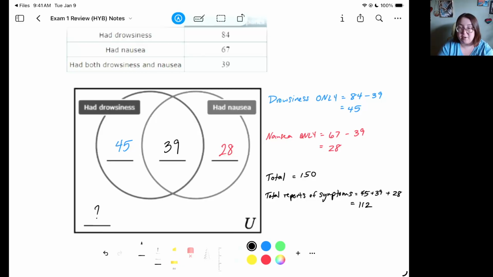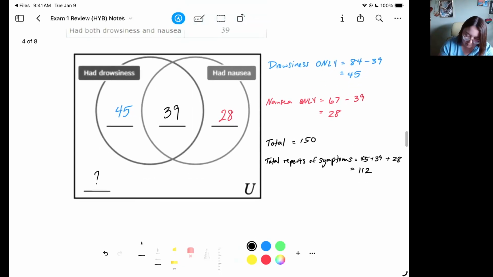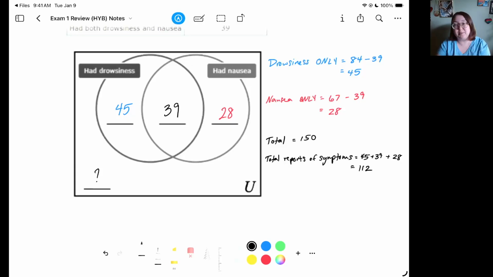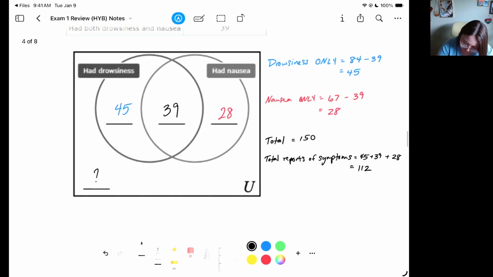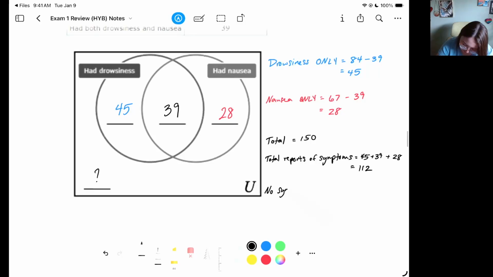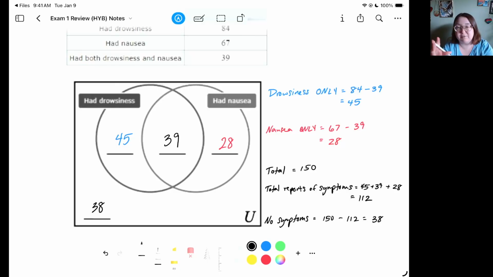So if we want to figure out how many people reported having no symptoms, we would subtract the number of people that had symptoms from the total. So no symptoms would be our total minus the number of people that had symptoms, which is 150 minus 112, which would be 38. So that's how we can fill out our Venn diagram.